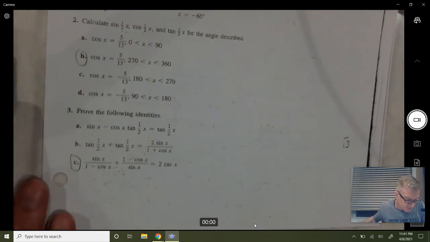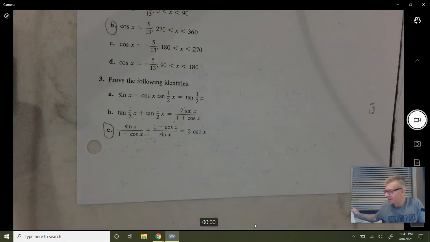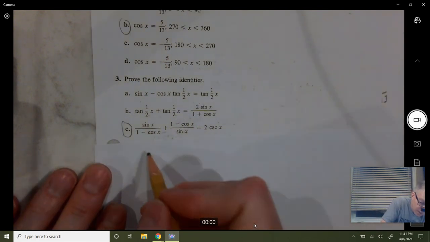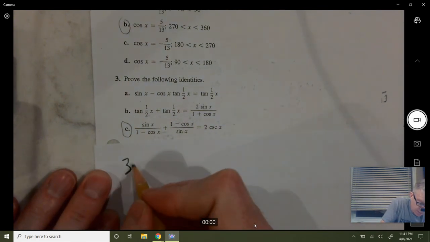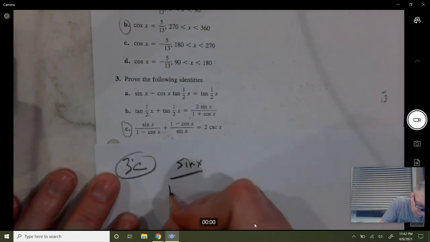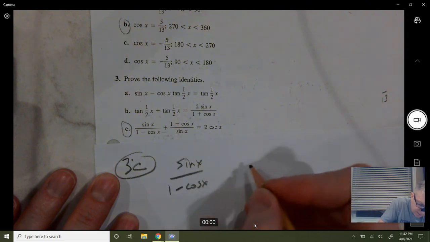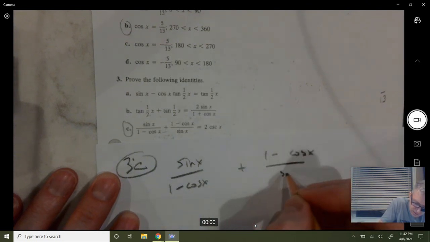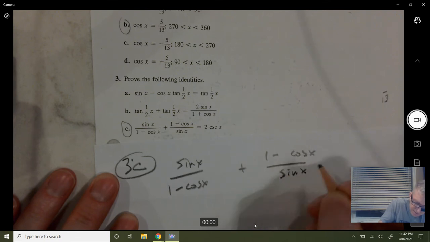And one last problem. We're going to do this identity on the bottom. We actually saw one similar to this last week. Okay. Now, this is going to be 3c. Sine of x over 1 minus cosine x. I'm going to leave some space. 1 minus cosine x over sine x.